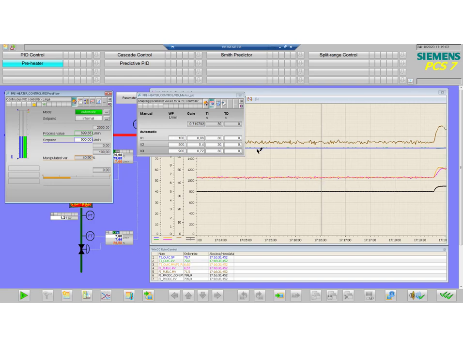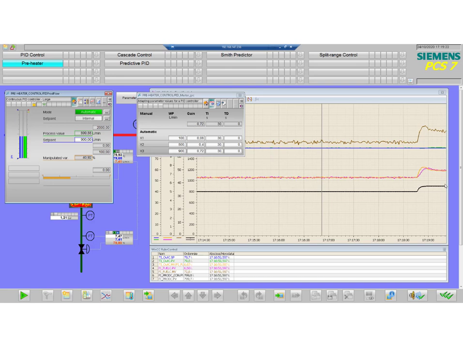Of course, at the same time, you see that the process is reacting, and since we have a feed forward on the product flow, you can see that the temperature is not reacting to this product flow. This is something that we have seen before.